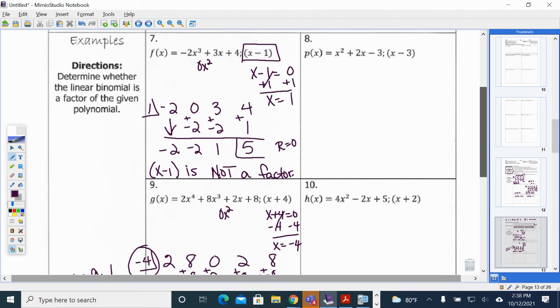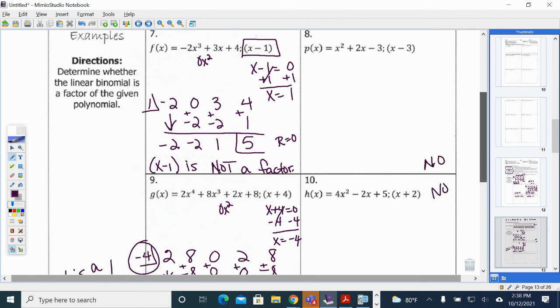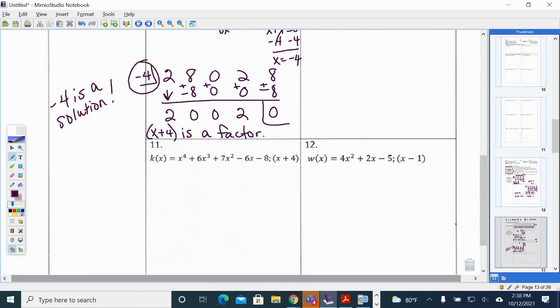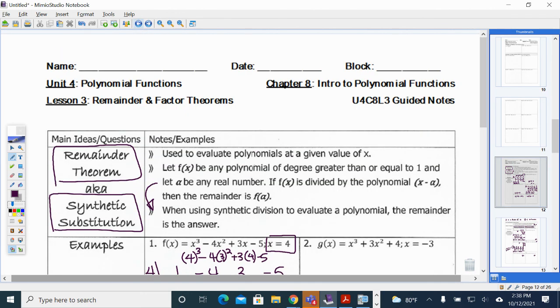If you want extra practice, number 8 is a no. Number 10 is a no. 11 is a yes. And 12 is a no. But that wraps up the examples for lesson number 3 on the remainder and factor theorems.